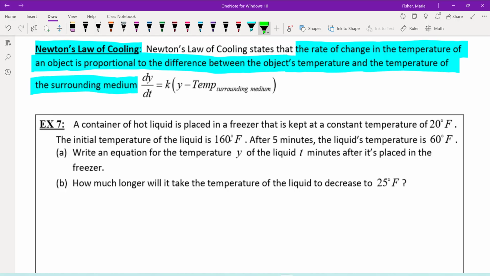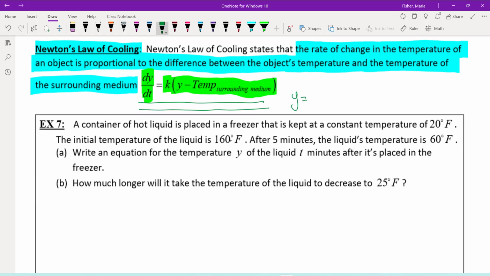So it ends up being this differential equation: dy over dt is equal to k times y minus the temperature of the surrounding medium. If we solve this differential equation just like we did examples 1, 2, and 3, and how we came up with the formula y equals c e to the kt, we would end up with, for this particular differential equation, y equals c e to the kt plus the temperature of the surrounding medium. And I'm going to abbreviate surrounding medium.